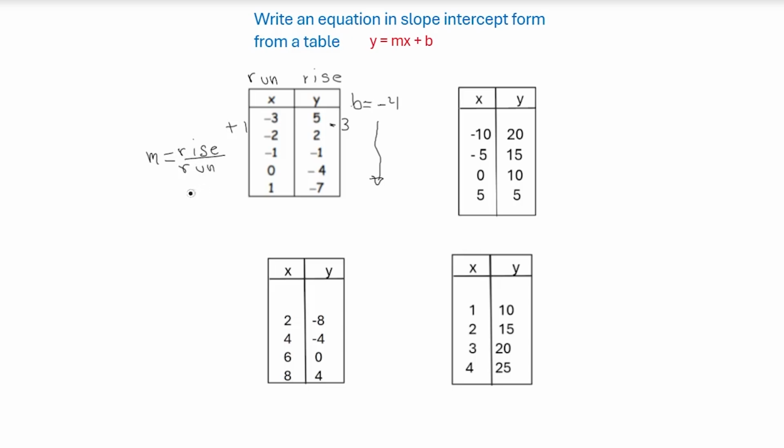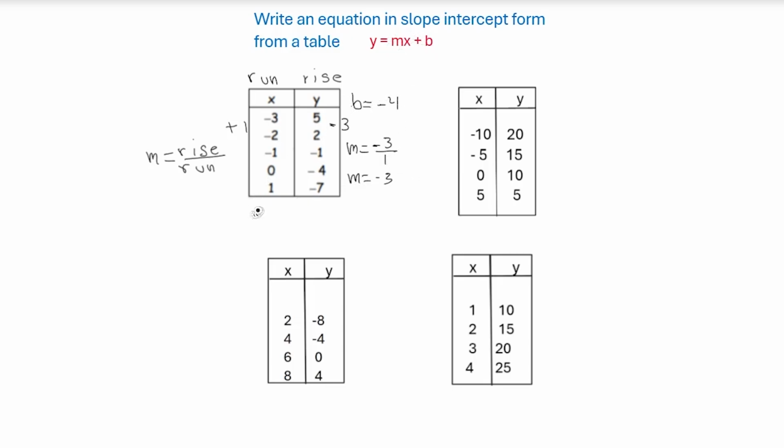Now that we know the slope is rise over the run, we can write the slope. The slope is going to be -3 over 1. But -3 over 1 is just -3. Now we have the y-intercept and we have the slope, and we're going to replace these two into that equation.